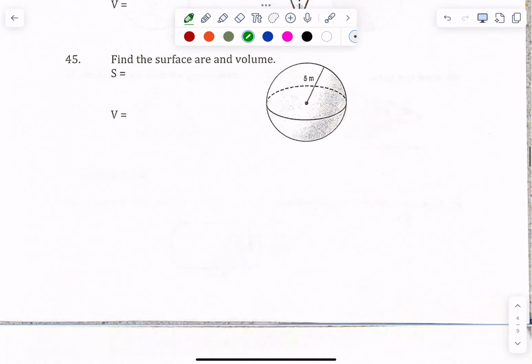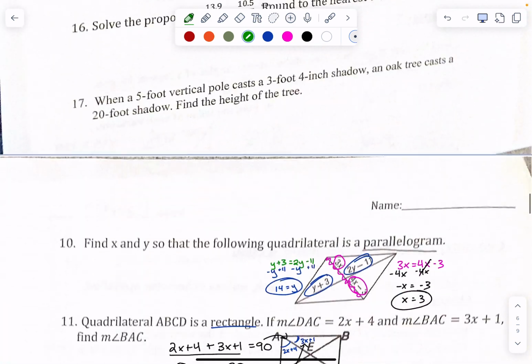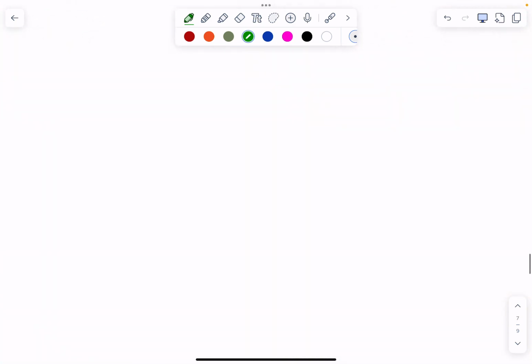Oh, no. I'm on the wrong page. I was like, we're not doing surface area today? That's because I'm on the wrong page, because I had to rescan.